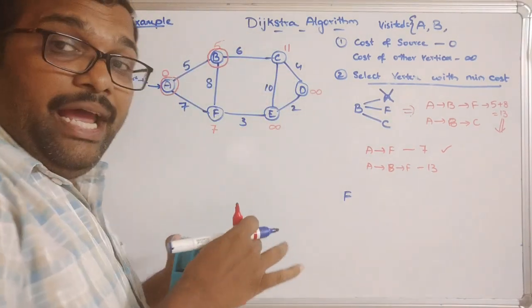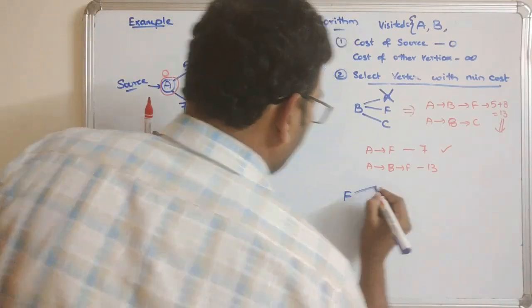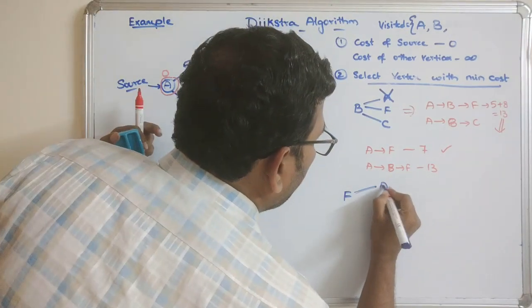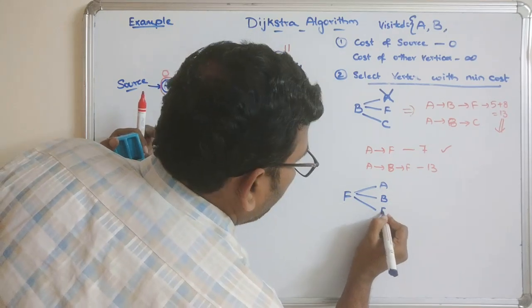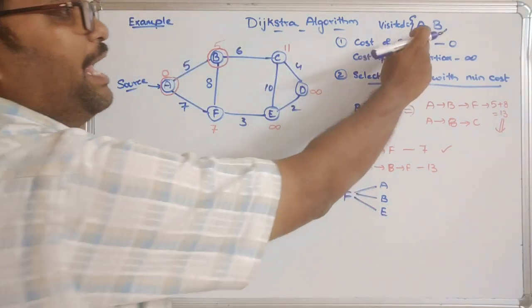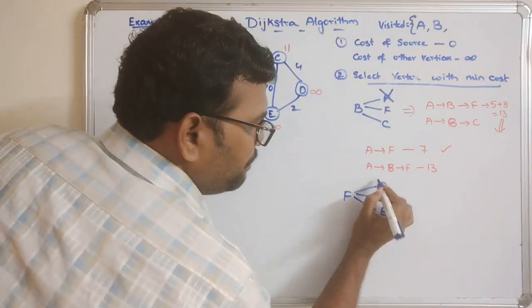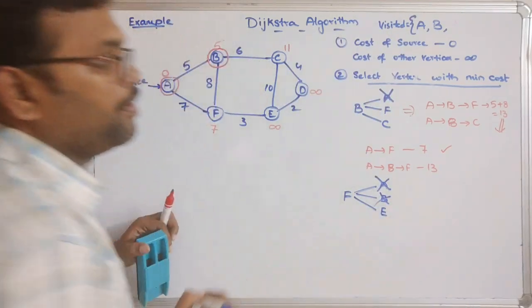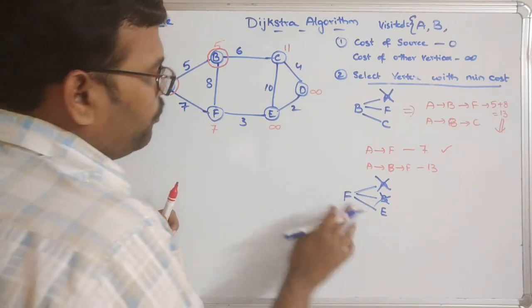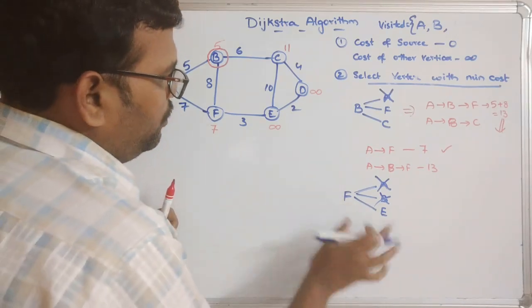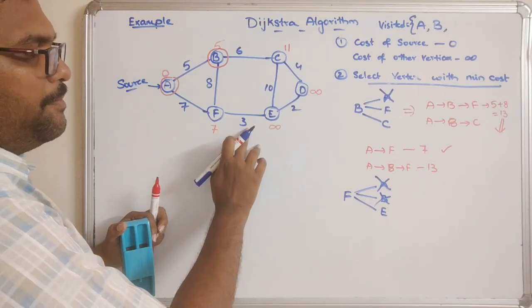And now find out the adjacent neighbors of F. F: A, B, E. And you can see A and B are in the visited, so simply you can ignore. Okay, we need not revisit those particular vertices. Only there is a path from F to E, so the cost is 3.